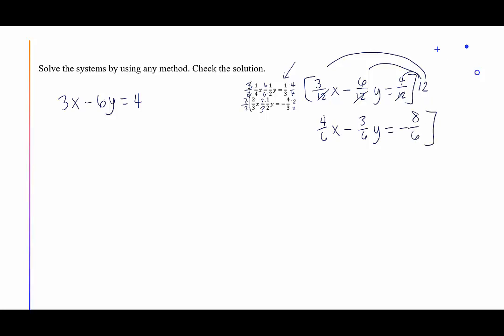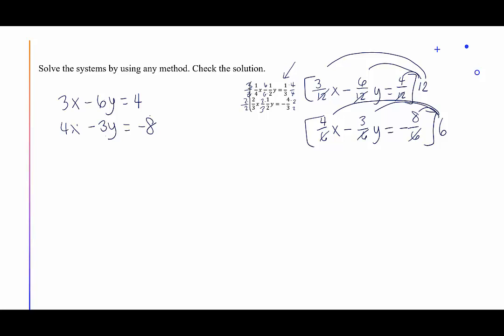And then what I'm going to do, I'm going to use that multiplication property of equality to multiply by 6 to every term. That's going to cancel all of those 6's in the denominators, leaving me with 4x minus 3y is equal to negative 8. Okay, this looks much better.